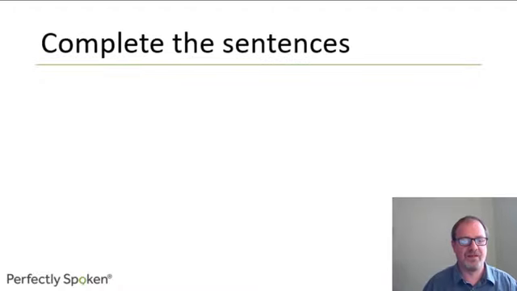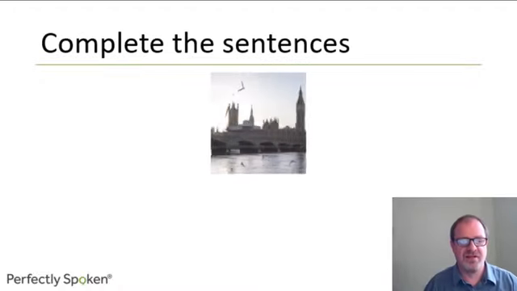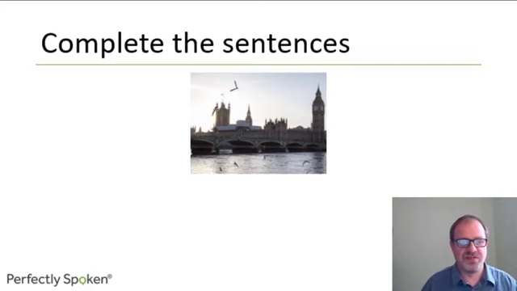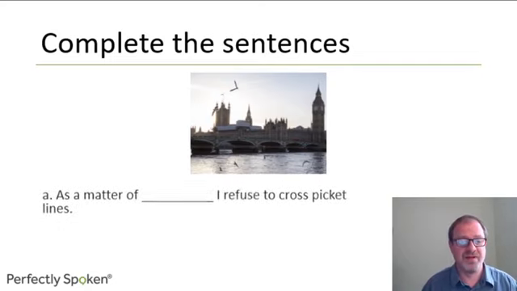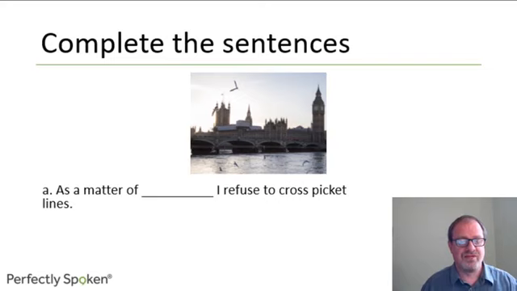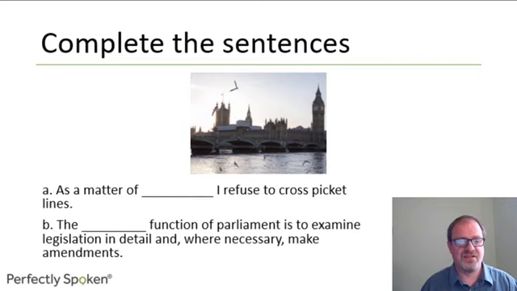So here are two sentences. It's a lovely picture of Westminster Bridge and the Houses of Parliament in London. So, A, as a matter of something, I refuse to cross picket lines, and B, the something function of Parliament is to examine legislation in detail and, where necessary, make amendments.